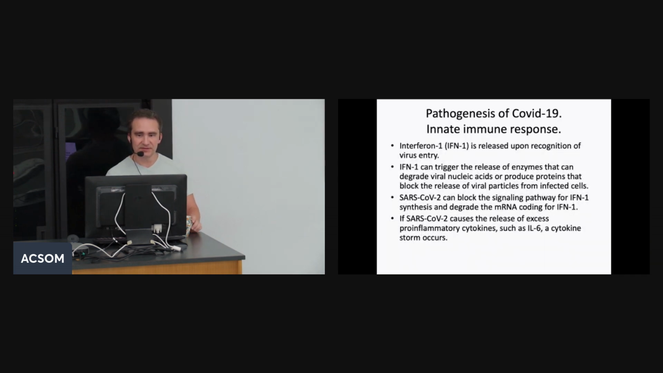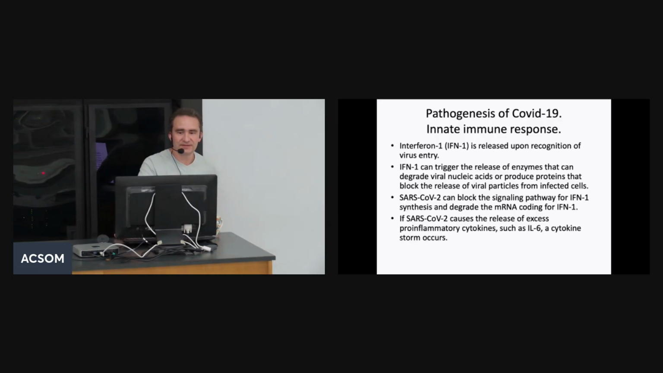So, continuing about the innate immune response, interferon 1 is released upon recognition of virus entry. Interferon 1 can trigger the release of enzymes that degrade viruses and produce proteins that block the release of viral particles from infected cells. The problem with the COVID-19 virus is that it can block some of these pathways and degrade human mRNA, which encodes interferon 1. This is just an example. I'm sure there are multiple different mechanisms by which this virus and other viruses try to evade the immune response.